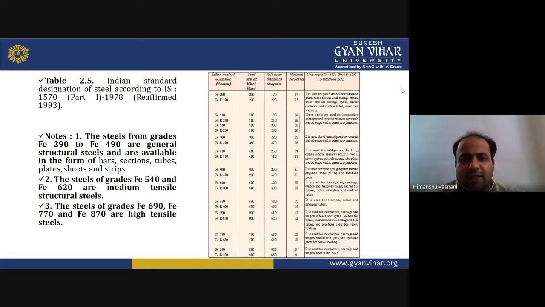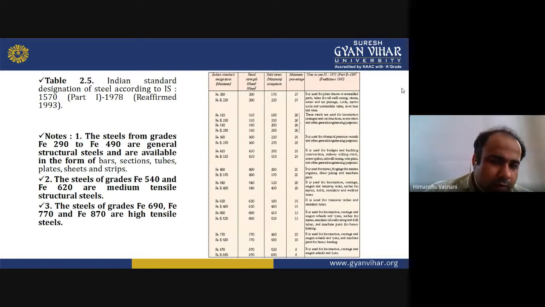Like you can see, there is Fe490 and Fe370. Fe490 has the tensile strength of 490 and Fe370 has the yield strength of 370. So that is used for mines, or for forgings for marine engines, sheet pilings, and machine parts. So you can see the application. And if you go further, like Fe690 and Fe520, Fe690 has the tensile strength of 690, and Fe520 has the 520 yield stress.